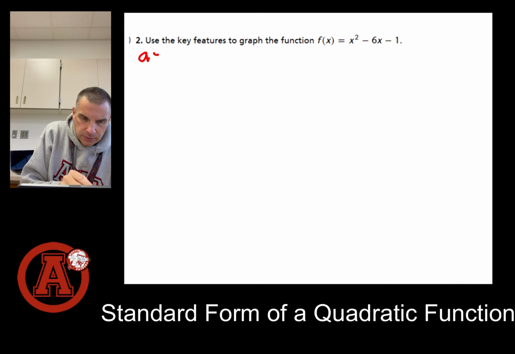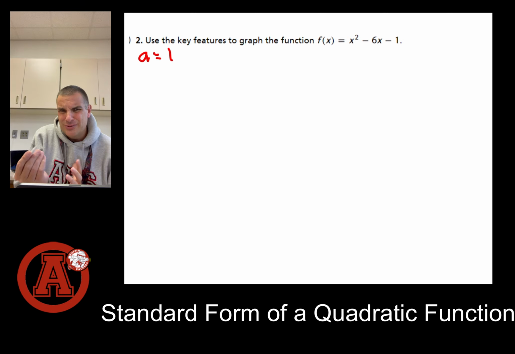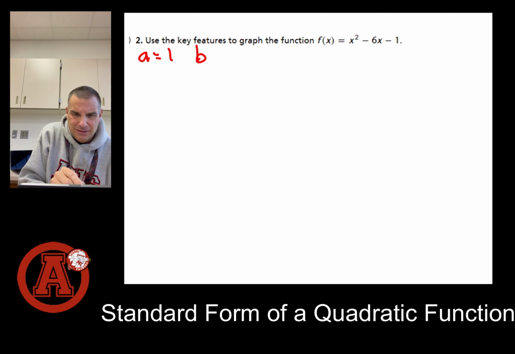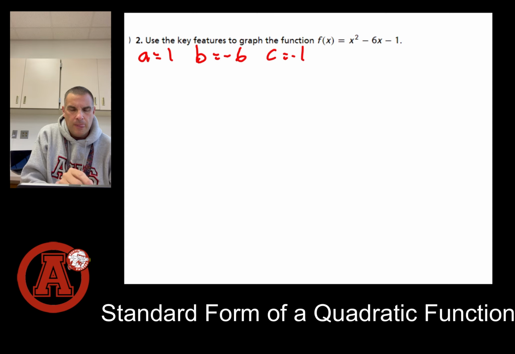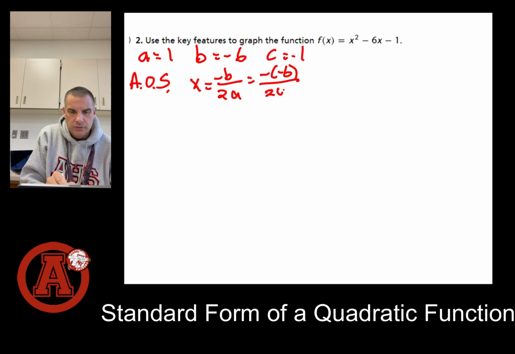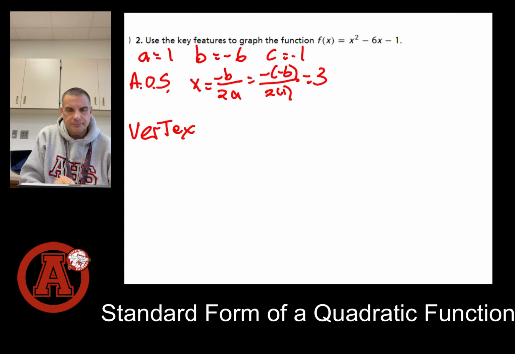So a is equal to 1. A is not always 1, just what it seems to be today. B is negative 6. C equals negative 1. So my axis of symmetry, AOS, x is equal to negative b over 2a. So negative of negative 6 over 2 times 1. So that's 3.